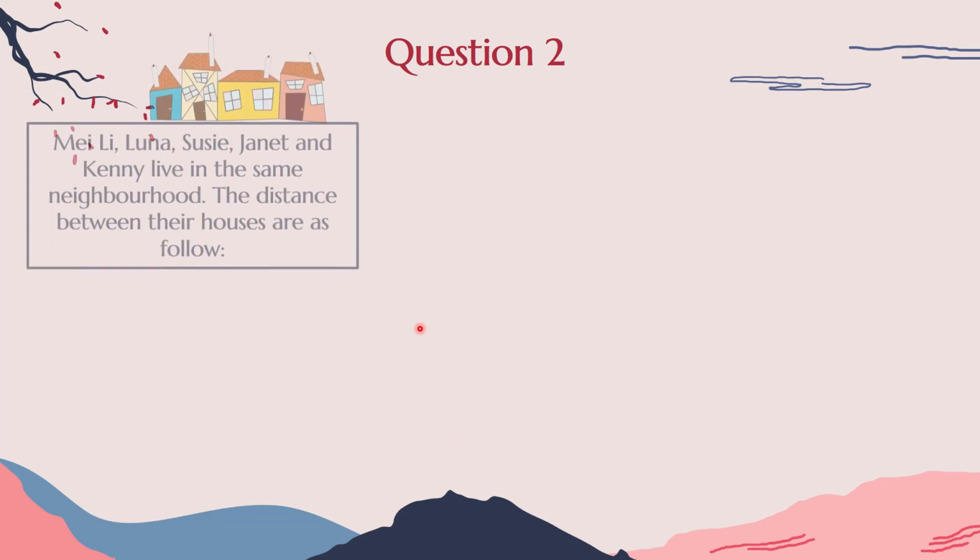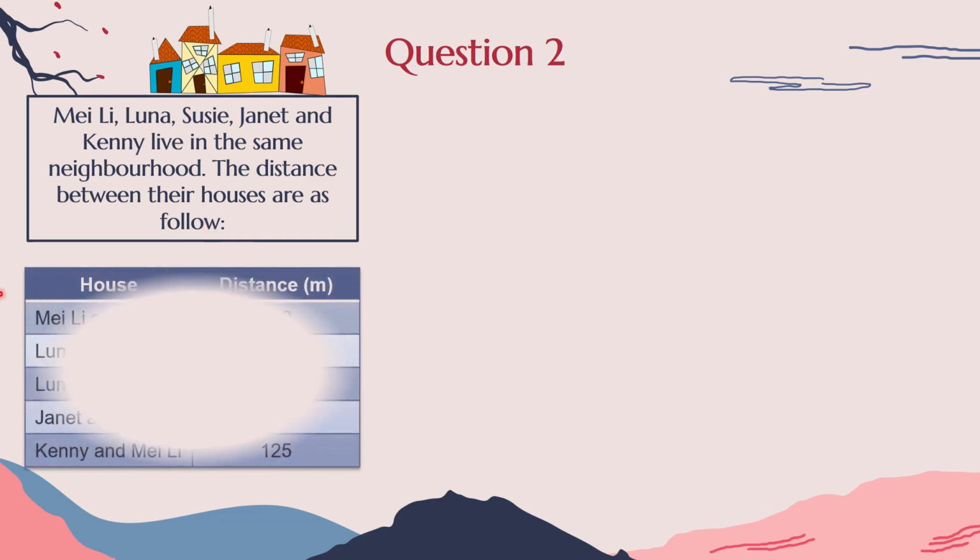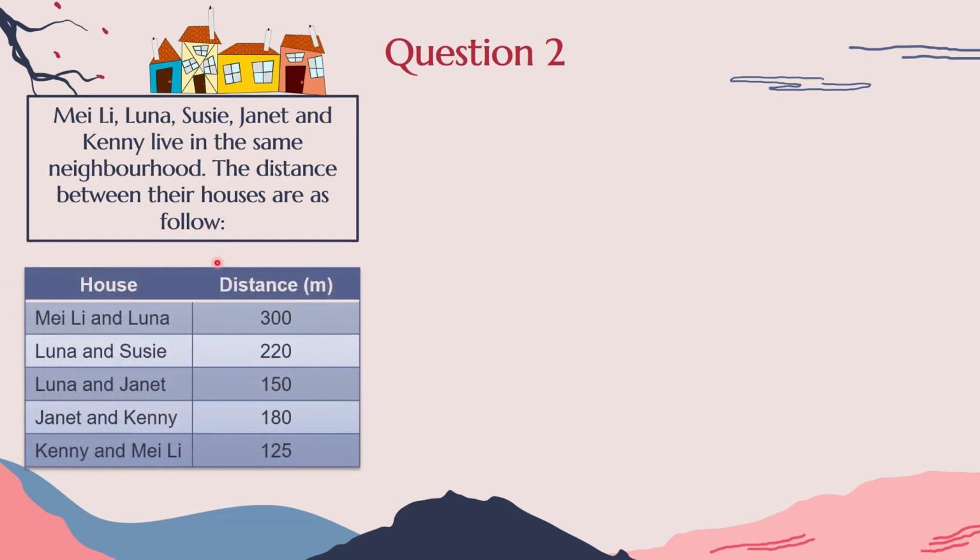Next, question 2. This is example 2, which involves a neighborhood. Maylee, Luna, Susie, Janet, and Kenny live in the same neighborhood. The distances between their houses are as follows. This is the table. From this table, before we draw our graph, we need to determine what the vertex is, and also what the edge is. Can you state what the vertex is and what the edge is?